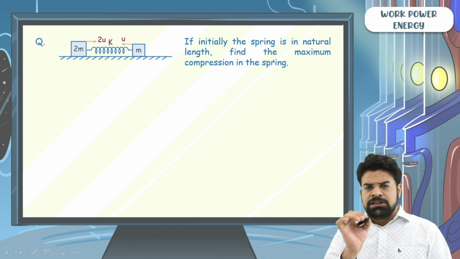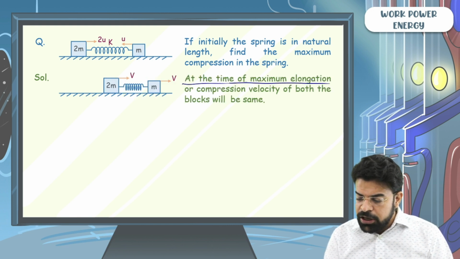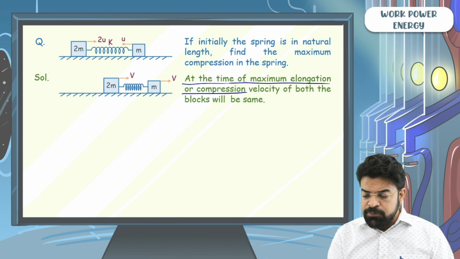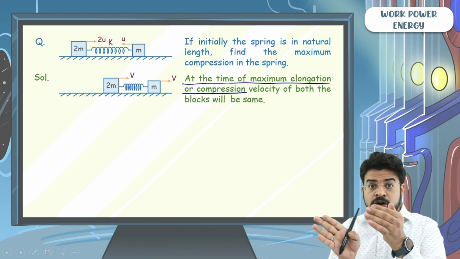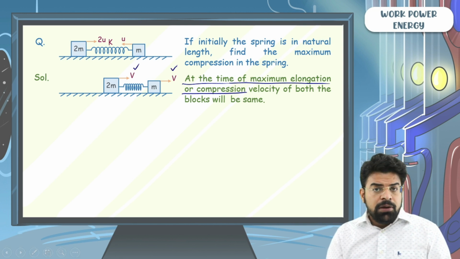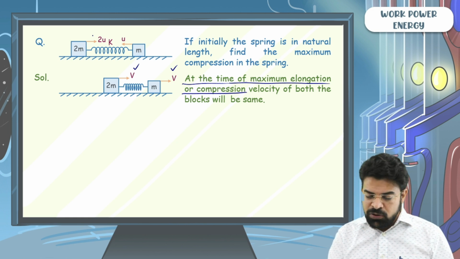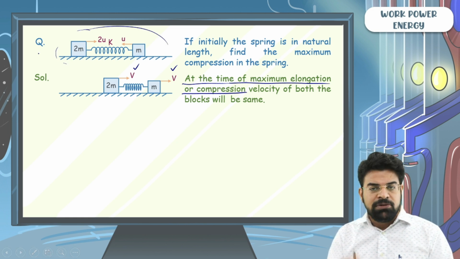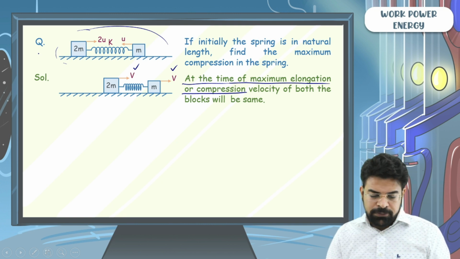Again, we will use the same statement. At the time of maximum elongation or maximum compression in the spring, both the blocks must have the same velocity, same magnitude, same direction. Let's say we call it V. We can find V using the momentum conservation. Since no external force is acting on the system, the initial momentum of the system has to equal the final momentum of the system.